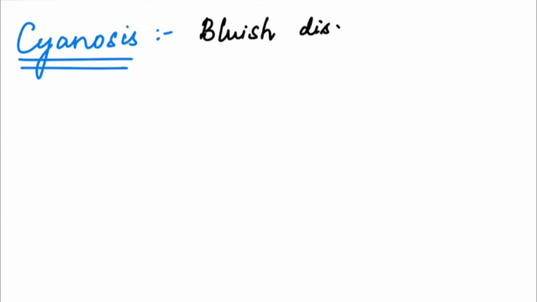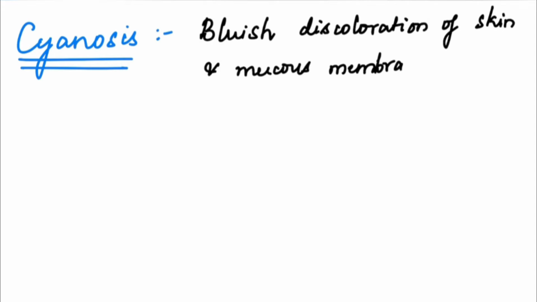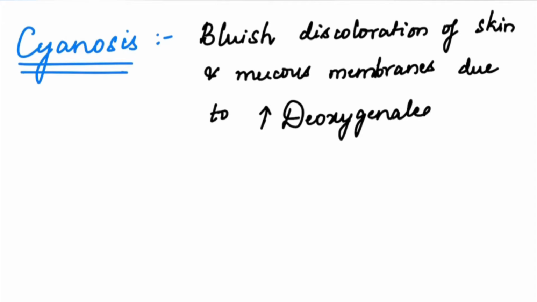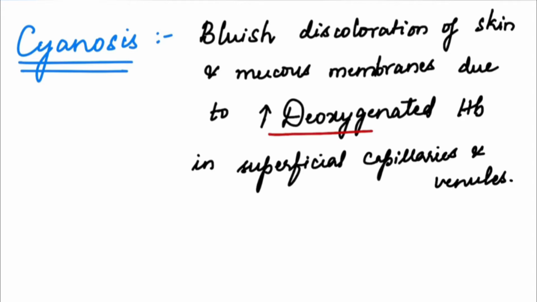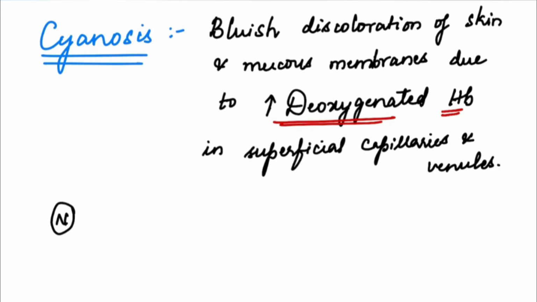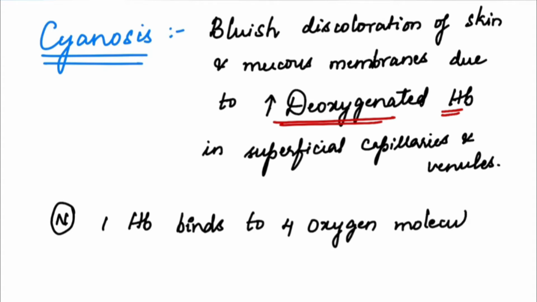Cyanosis, by definition, is a bluish discoloration of the skin and mucous membranes because of an increased amount of deoxygenated hemoglobin in the superficial capillaries and venules. So what is deoxygenated hemoglobin? Normally, one hemoglobin binds to 4 oxygen molecules, and this is known as oxygenated hemoglobin.